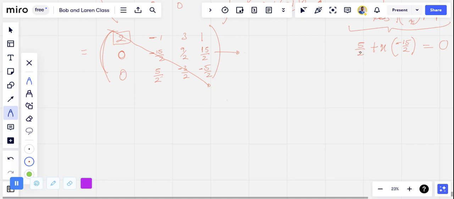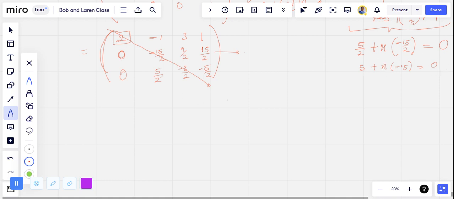To solve for x now, it is advisable to find the LCM. The LCM of 2 and 2 is 2. Multiply everything by 2. If I multiply this one by 2, I'll be left with 5. If I multiply this 10 by 2, 2 will cancel 2, I'll be left with minus 15. Then 0 times 2, I'll be left with 0. So if I find x here, that is 15x equals 5.